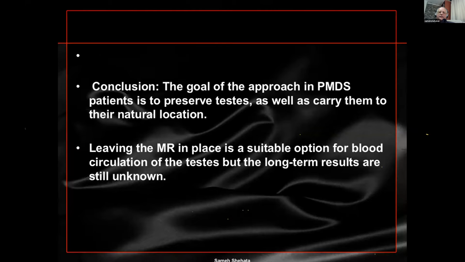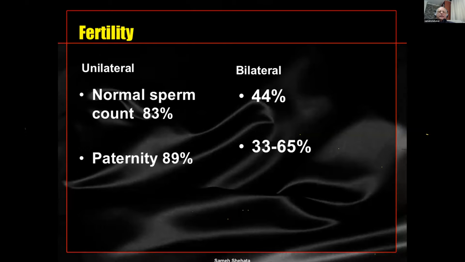Now let's look at the complications, and I think we are going nicely with the time frame. If you look here, the fertility in unilateral undescended testis, the normal sperm count is in 83% of the cases, the paternity is almost 90%. So this is very similar to the general population. So we can say confidently that the fertility in unilateral undescended testis is similar to the general population.